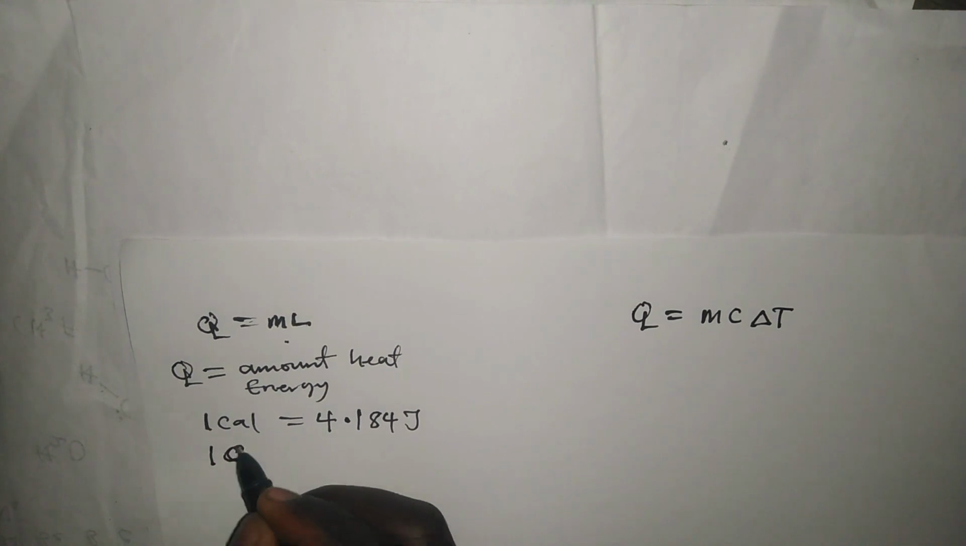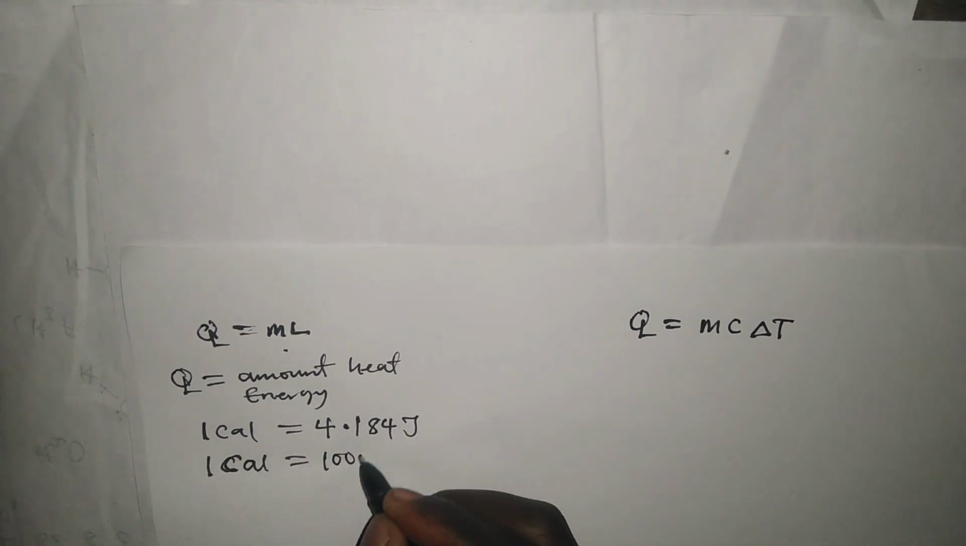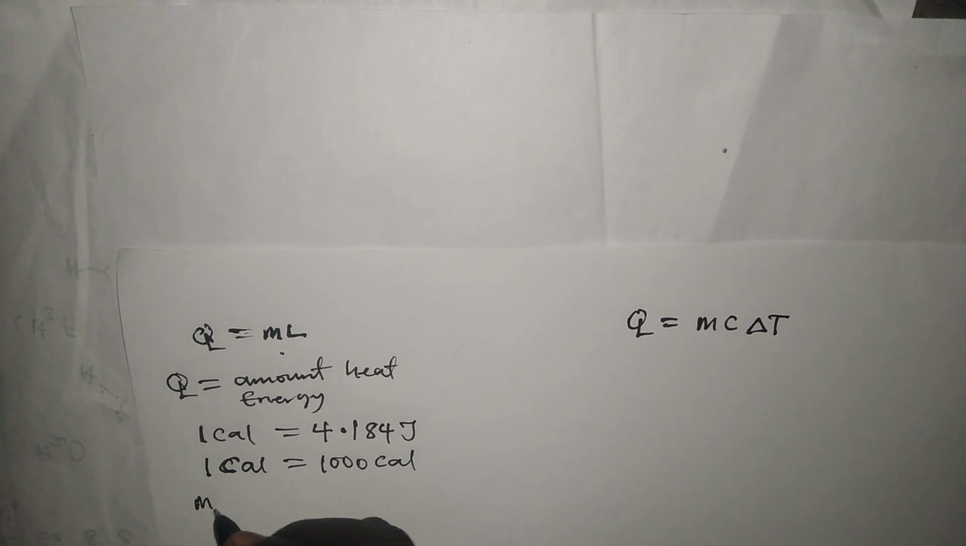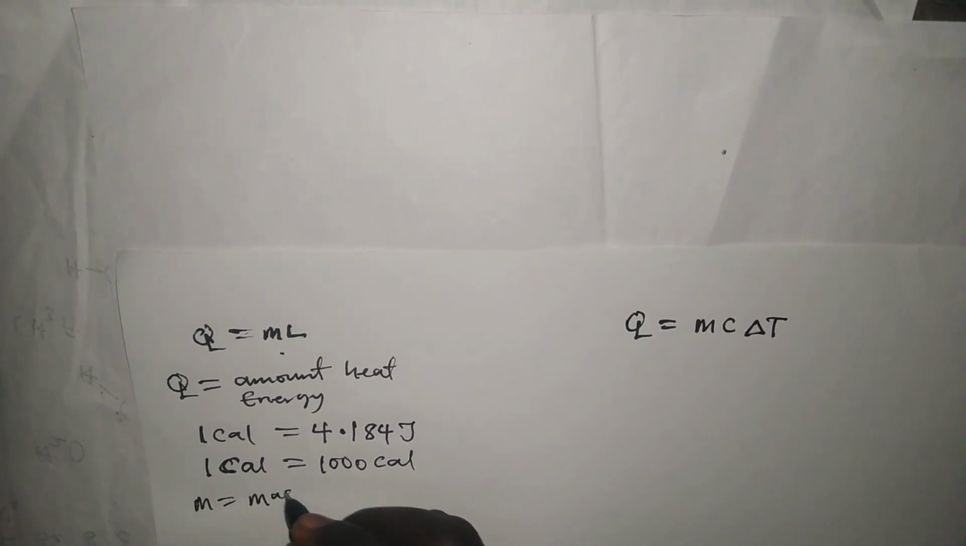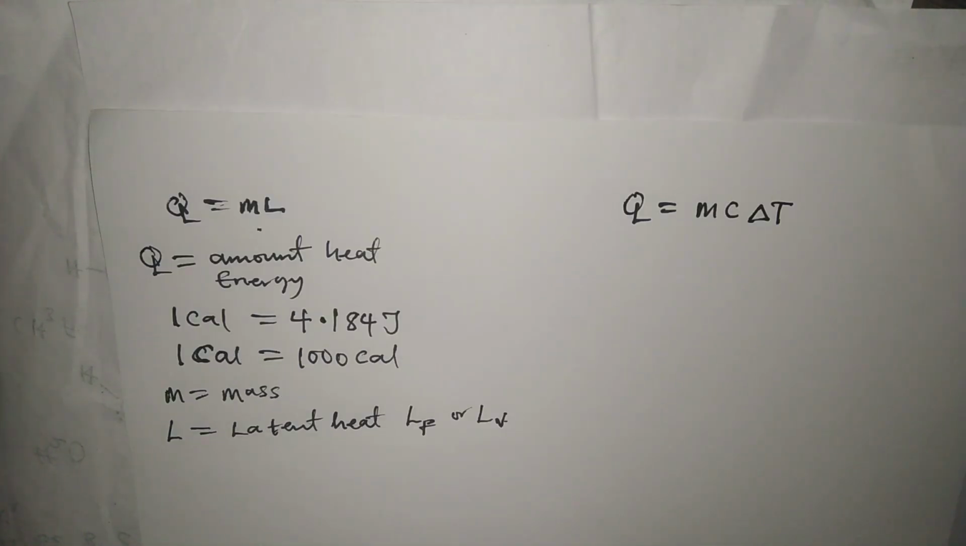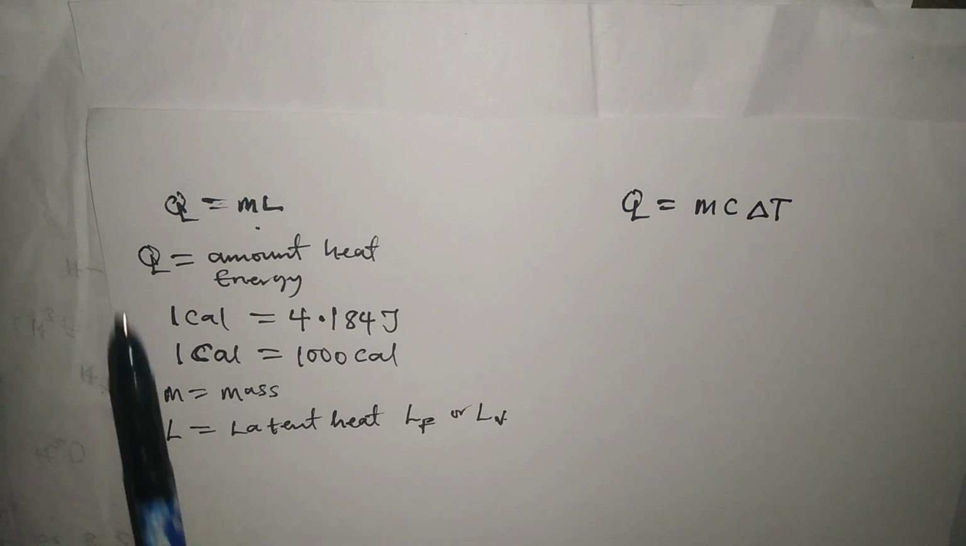The calorie is in small letter, so we know 1 Calorie in capital letter is equal to 1000 calories in small letter. Both joules and calories are used as units of energy, but joules is usually more common. m is equal to mass and is measured in kilograms. L is equal to latent heat of fusion, which is LF, and latent heat of vaporization, which is LV. Now, this particular equation is usually used when there is a change in phase.